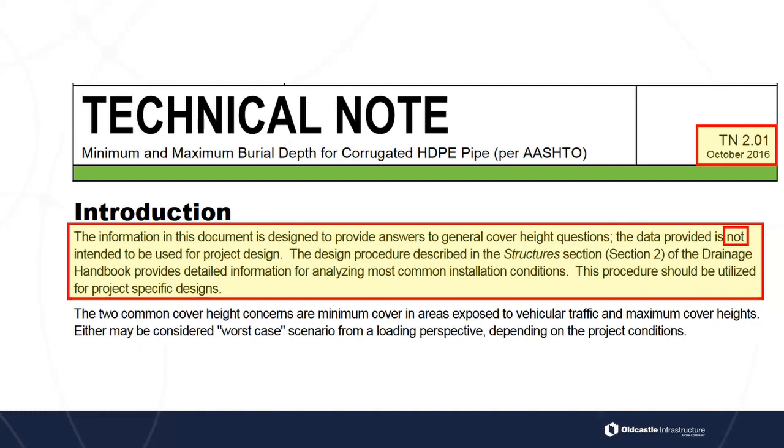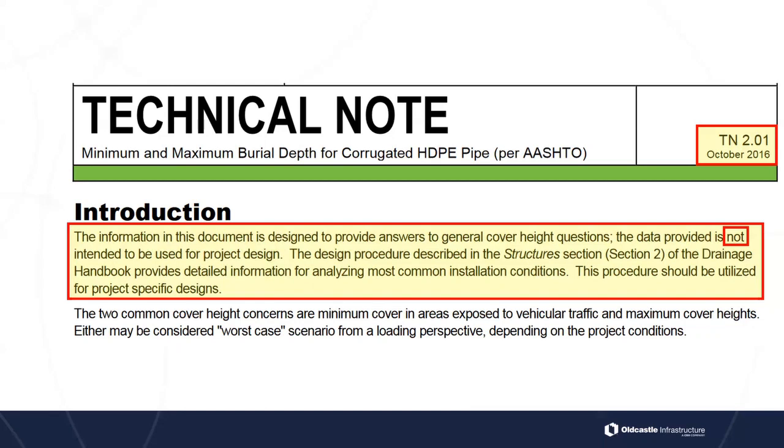The design procedure described in structures section 2 of the drainage handbook provides detailed information for analyzing most common installation conditions. And this procedure should be utilized for project specific design. So if I'm that design engineer and I'm calling out the manufacturer's recommendations, right? This is what they're telling me. I need to, as the design engineer, not use these tables. These are for reference only and just to answer my general questions.